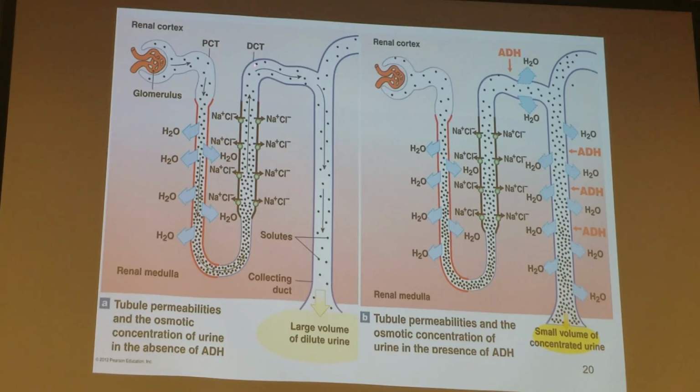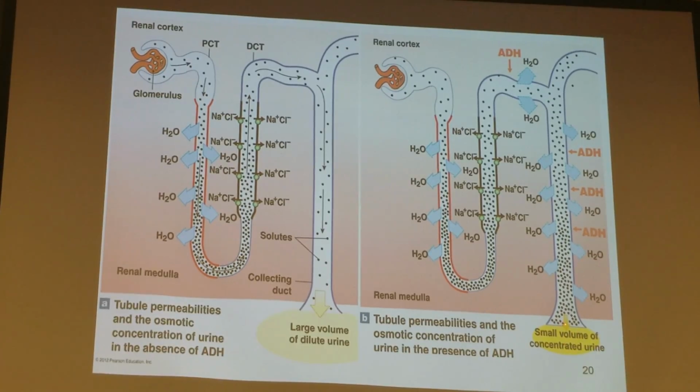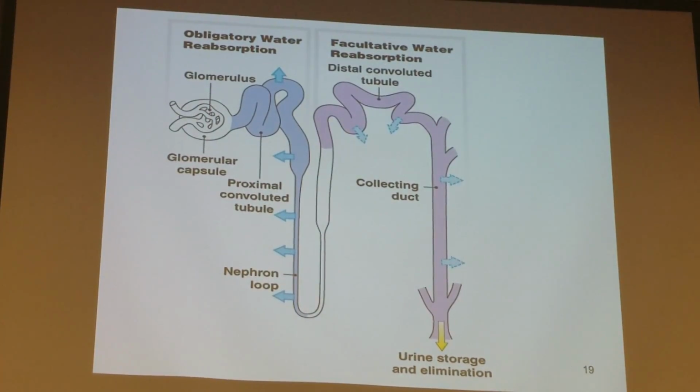And that concentration, if there's no hormone production, will maintain itself all the way through the collecting duct, the papillary duct, and you produce large amounts of dilute, clear-colored urine. If, however, we need to increase the concentration of your urine because we need to save water, there's my obligatory water reabsorption. Then now we're seeing the effects of facultative water reabsorption.